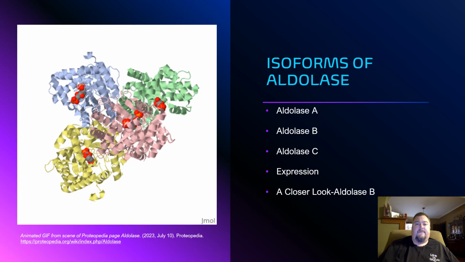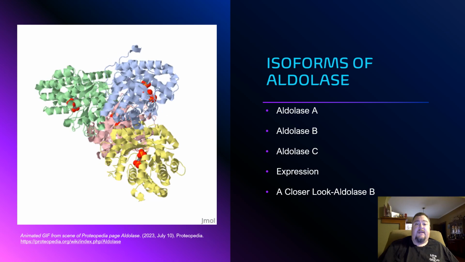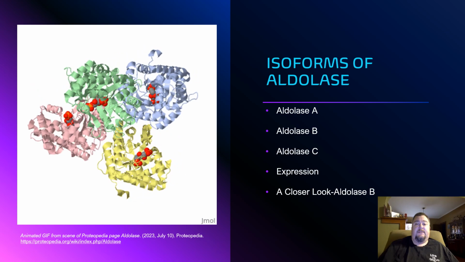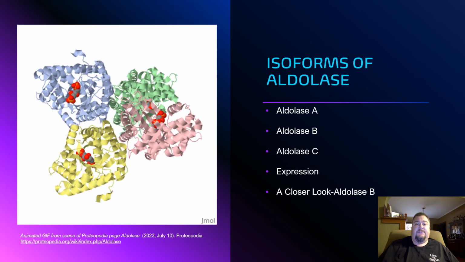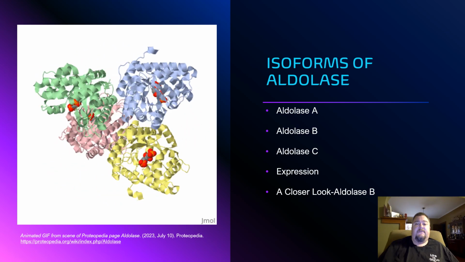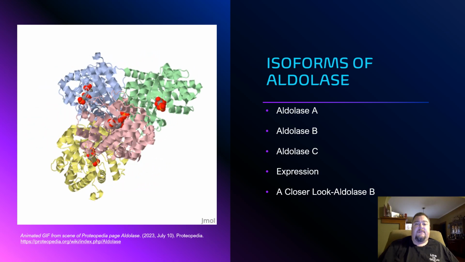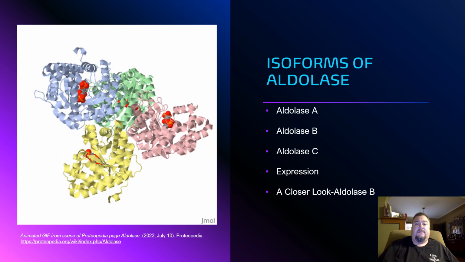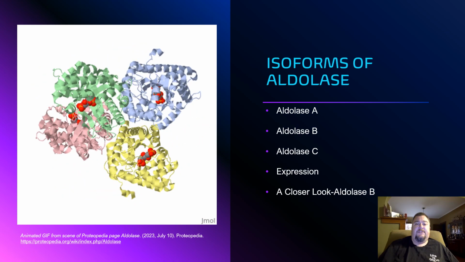There are 3 different isoforms of aldolase: aldolase A, aldolase B, and aldolase C, which each have expression in different tissues within the body. In the next slides, the 3 isoforms will be discussed as well as their expression. There is also a closer look into aldolase B and its expression regulation.